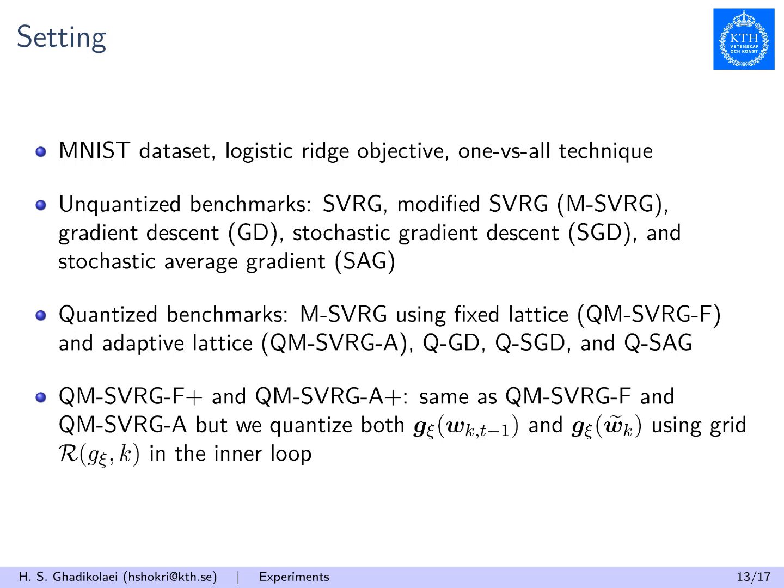So quantized modified SVRG with a fixed lattice and with an adaptive lattice, also QGD, QSGD, and QSAG. And then we also have a plus version of those QMSVRG, and the only difference is that in the plus version, we quantize all the gradients in the inner loop. So if you go back and look at the actual algorithms, for some technical reasons that we needed for the proof, we had to quantize only one of the gradients in the inner loop and send the unquantized version of the others. But that was only for technical reasons. In the simulations, we don't do that, and we will see that nothing happens in terms of convergence.